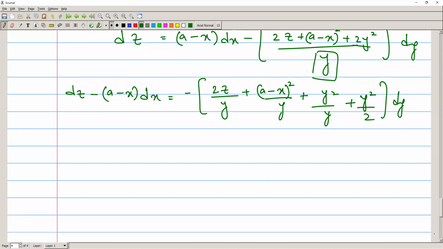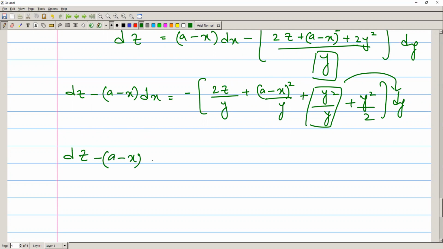Why I am doing this? So you will get the idea further when you get too close to the answer. So you will get the answer why I am doing this. So now I can take this one, this y squared over y dy, to the left hand side, like this.